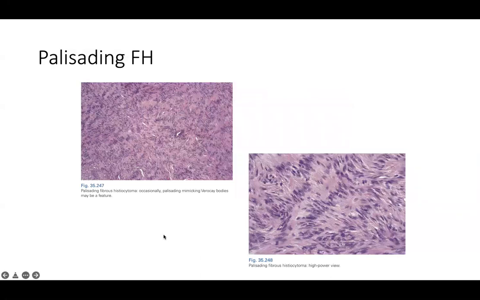There's a palisading variant of a fibrohistiocytoma, and it's interesting because it looks like Verocay bodies here. So you might think you're dealing with some type of schwannoma, and then you drop a SOX10 on it and it's completely negative. So it's not a neural tumor. Again, a lot of the diagnosis of fibrohistiocytomas is going to come from ruling out the mimickers. So this is a palisading fibrohistiocytoma, and no one would blame you at all for thinking about a schwannoma. This would definitely need negative immunohistochemistry for SOX10 to be able to call it a palisading fibrohistiocytoma.